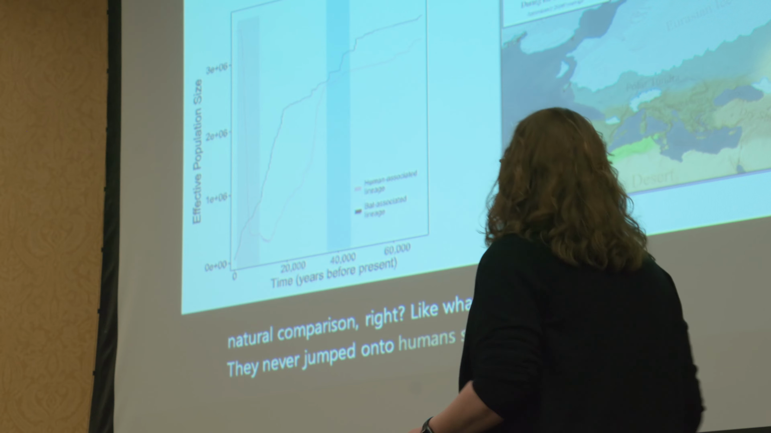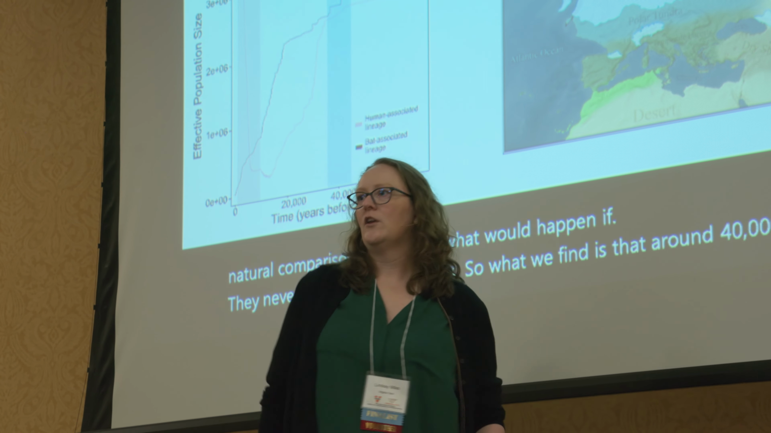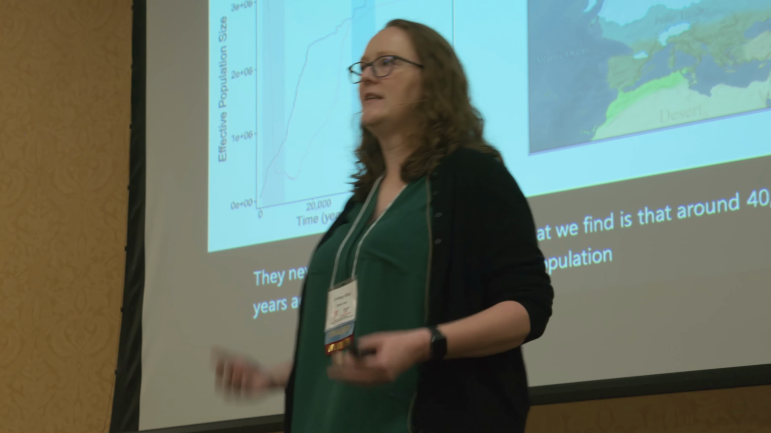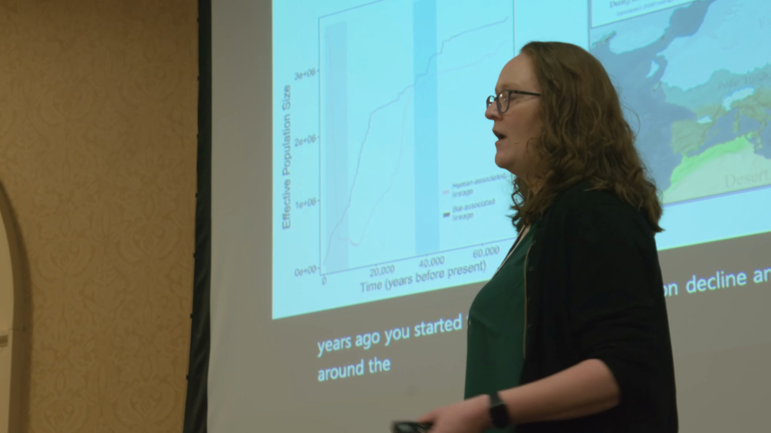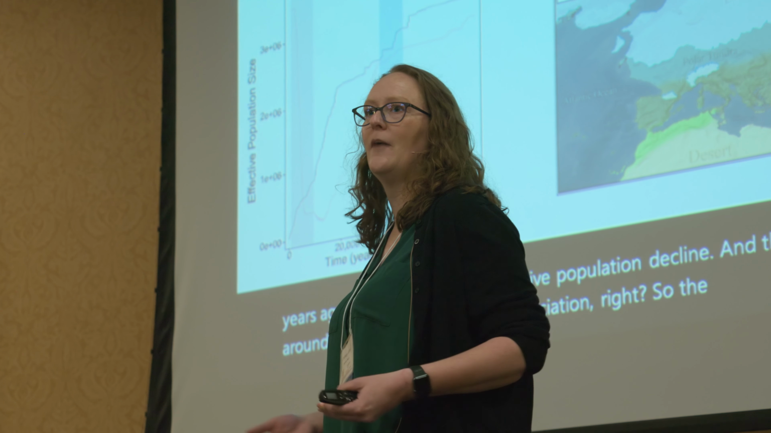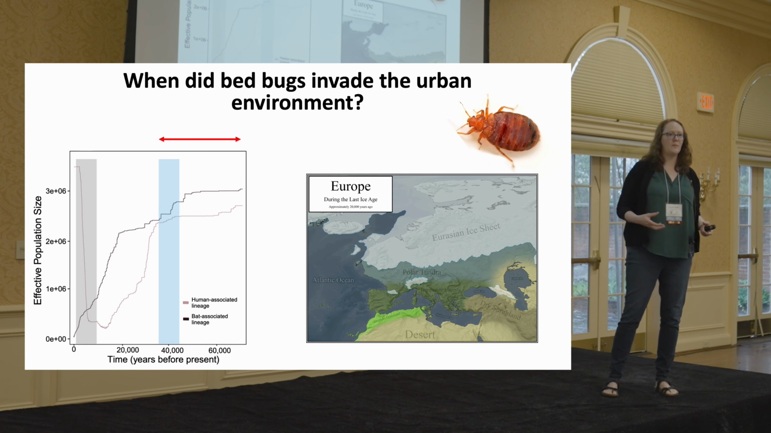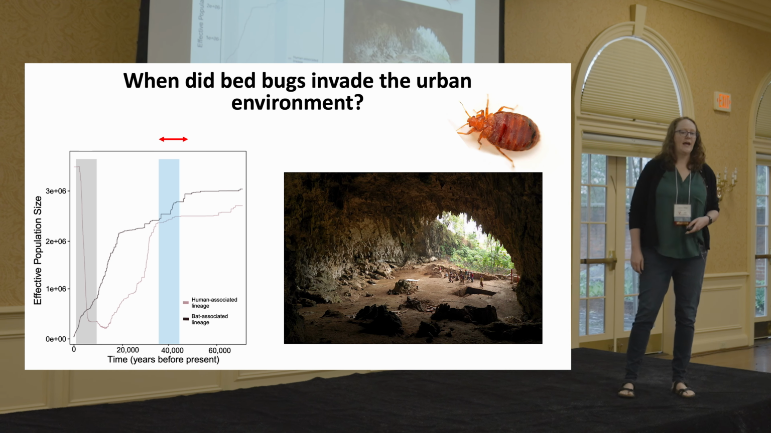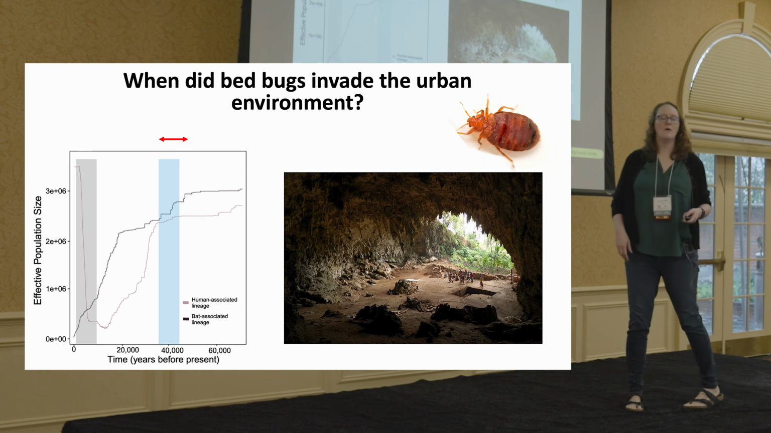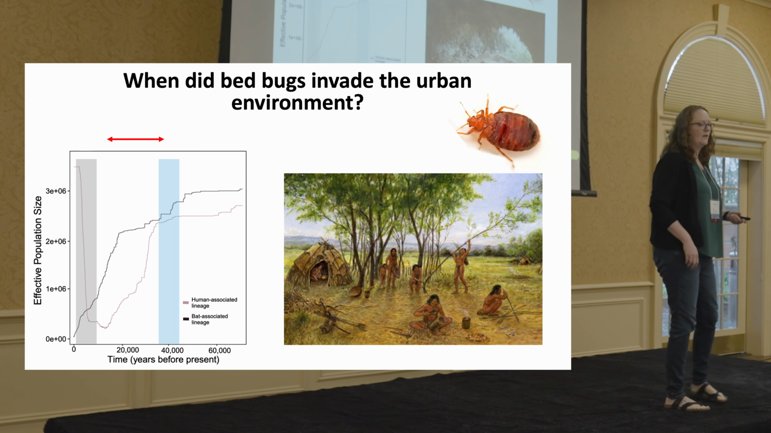So what we find is that around 40,000 years ago, you started to see a massive population decline. And this is around the time frame of the last glaciation, right? So the ice sheets are covering up any potential available habitat, so they're all isolated, and those populations decline. As we move through time, again, these are dropping from bats into humans. They're in caves. They're very isolated.